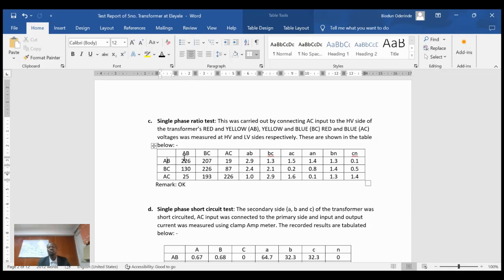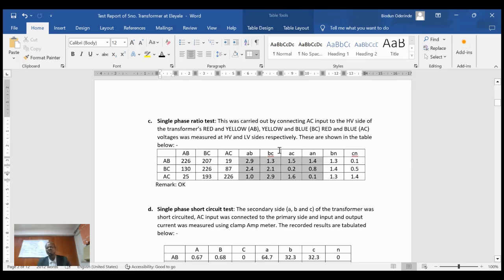That's the essence of the ratio test. So we now use a particular voltage, we connect it, so we must have a value here. The value here is the measured value. We now have a calculated value. The calculated value must be equal to the measured value if truly this ratio test is okay.